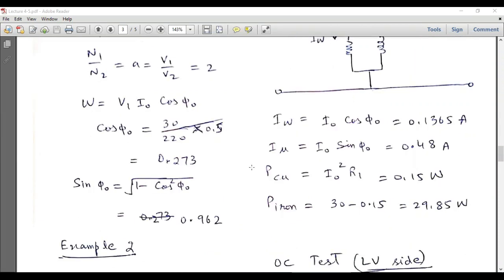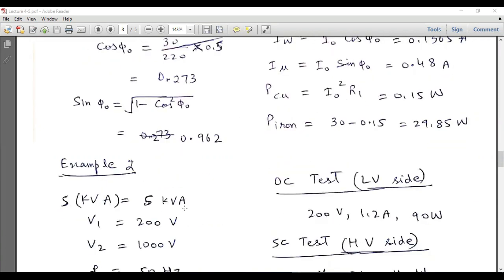So this is what we have observed from these results. So the copper losses are 0.15 watts and iron losses are 29.85 watts. So most of the proportion of the losses in the open circuit test are actually the core losses or iron losses.